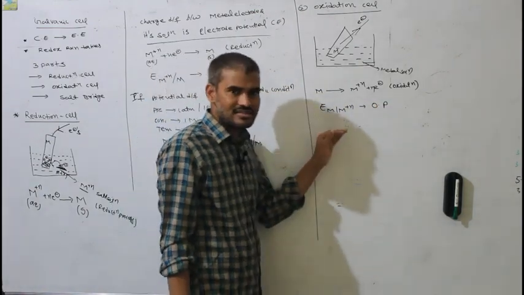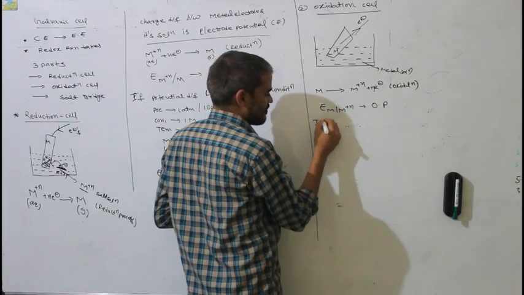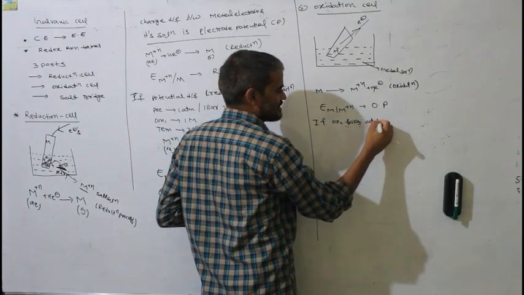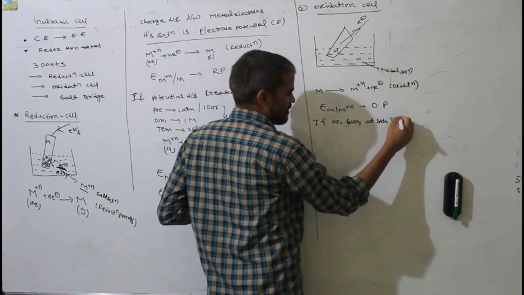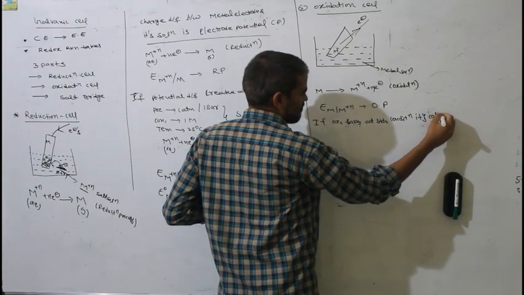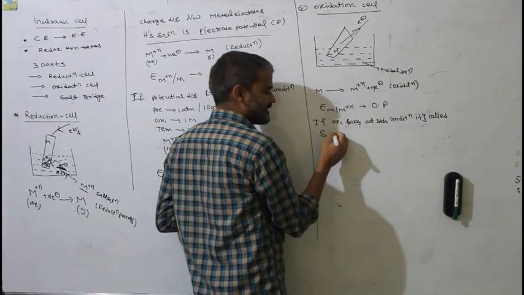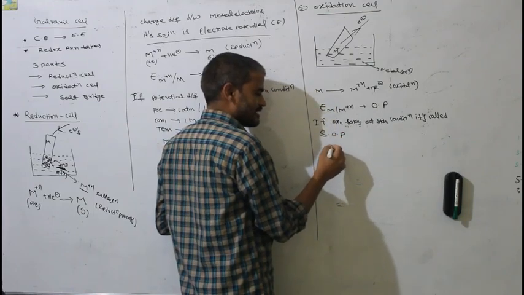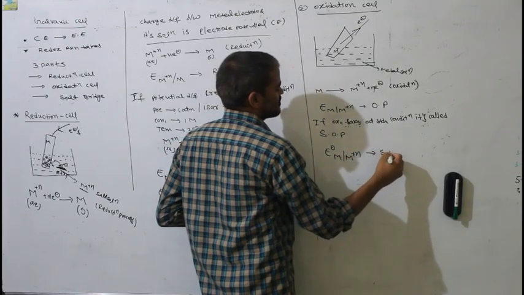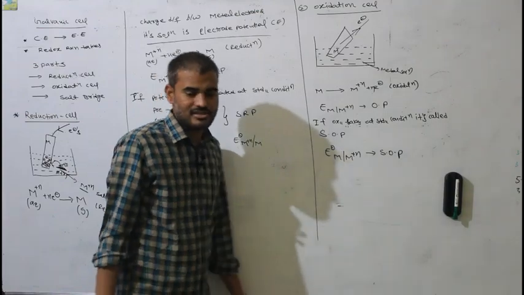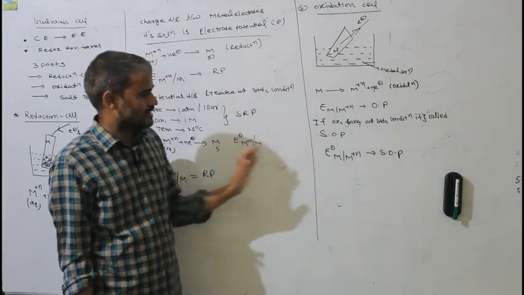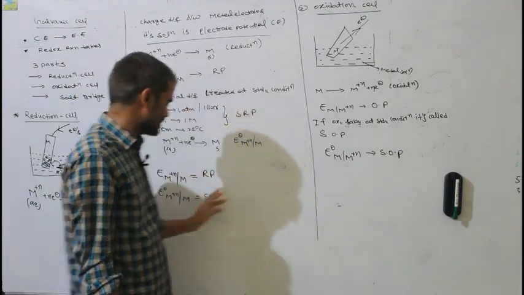If this oxidation process is happening at standard condition, it is called standard oxidation potential, SOP. How will it be denoted? E naught M/M^n+ will be called SOP, standard oxidation potential. Both are the same, standard oxidation potential. But remember, standard conditions are the same for every rate.